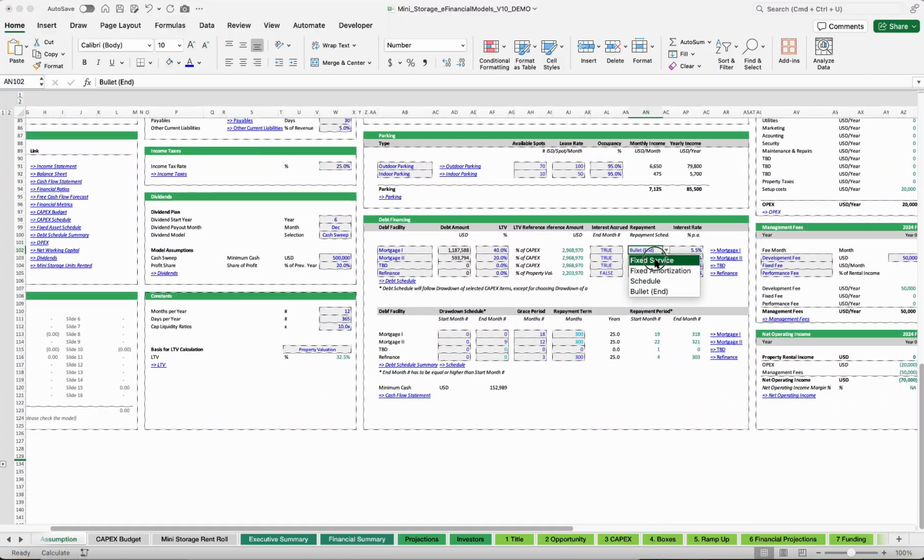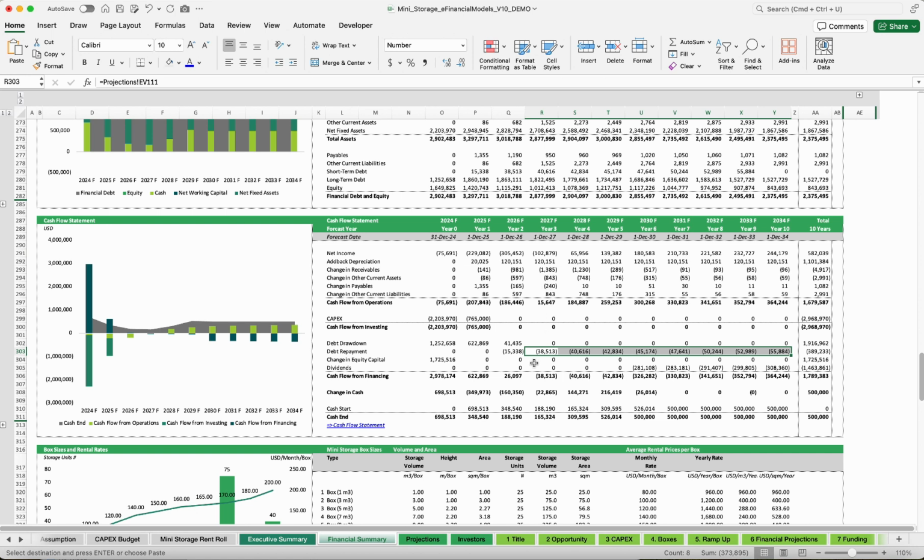In this case, this is a fixed service payment. If we do that, then we will have to repay debt as soon as the project starts to be operational. And then you can see only after we service the debt, only then we can pay ourselves some cash here in the form of dividends.